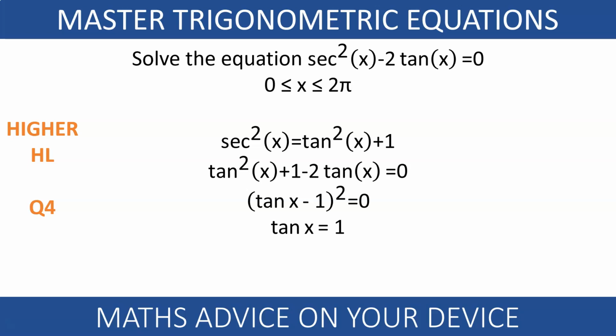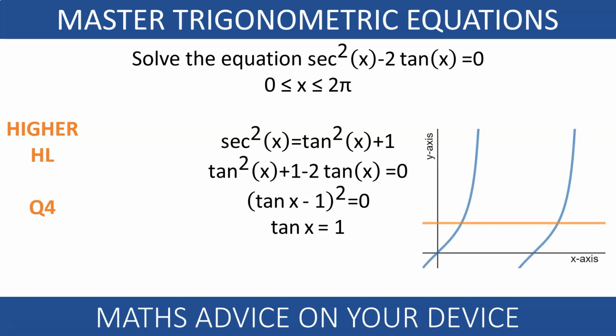The solutions can be found using the inverse tangent of 1. This returns 45 degrees or pi over 4. The second solution comes from adding 180 degrees or pi radians. 5 pi over 4. 2 more marks.